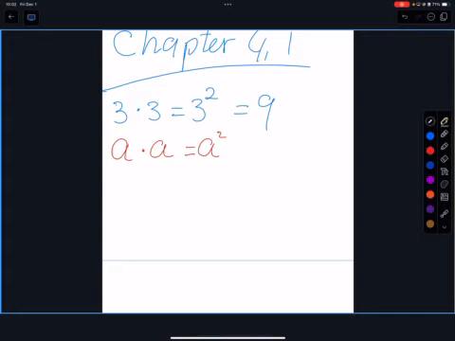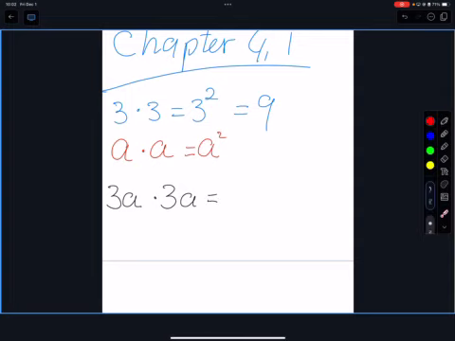Now what happens when you multiply them? 3A multiplied by 3A. Numbers get multiplied with numbers, and letters get multiplied with letters. So what do you get? 3 squared multiplied by A squared. That's what you get. Numbers get multiplied by numbers, variables with variables. And in turn, that becomes 9A squared. Simple.